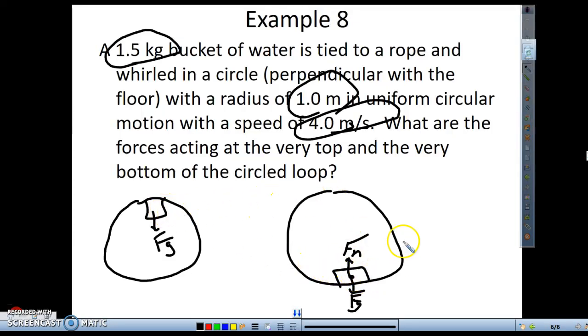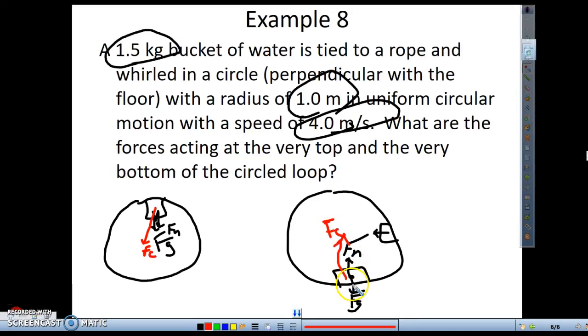Now here though, as it goes around, let's say that we had it right here, we'd have F sub n, or the tension, toward the center as it goes around. So what happens up here is that our F sub n goes down. Now, from a centripetal force requirement, centripetal force is always toward the center. So what's happening here is F sub c is toward the center.